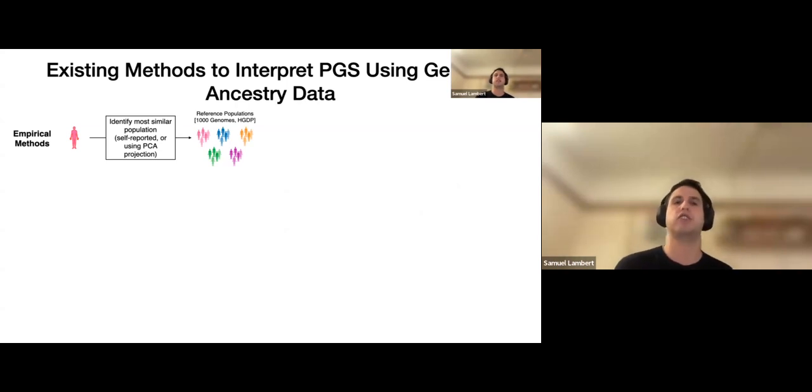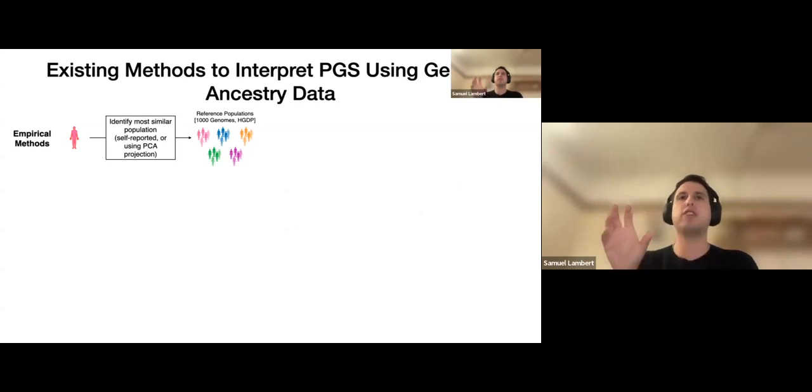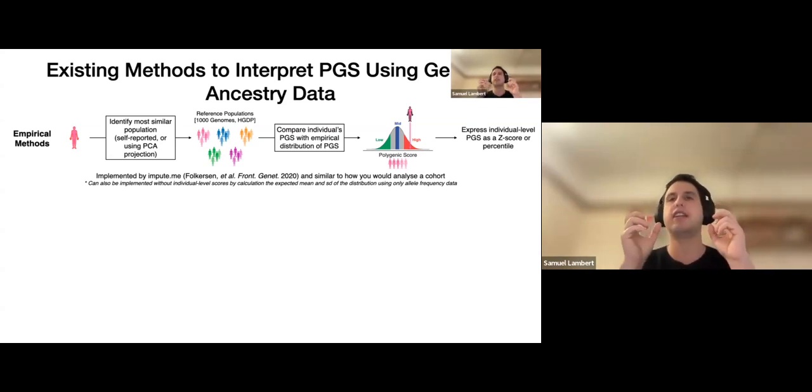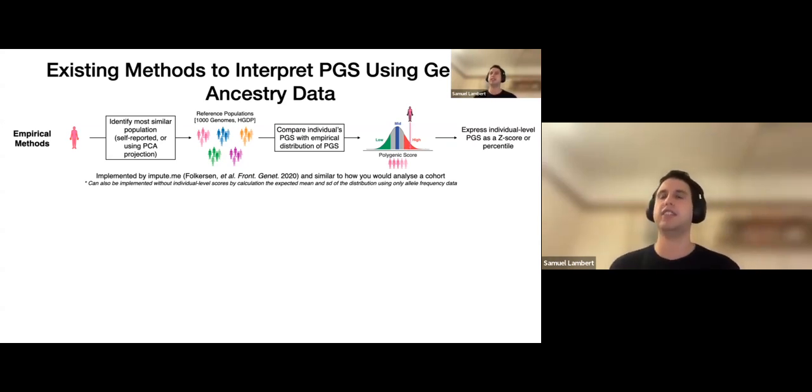So the first method is sort of an empirical method where we take this person who's pink, and we compare them to a population reference panel where we've scored the polygenic score. And then because this person is pink, we compare them to the pink population to see within this distribution of polygenic score in pink ancestry people, does this person have a higher or lower than average polygenic score, or what percentile of this pink distribution do they sit in? This is similar to how you analyze a cohort of genetically similar people, but on the individual level. It was originally implemented in ImputeMe, which is a software with the reference there.